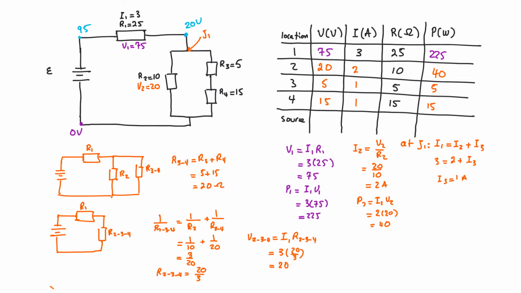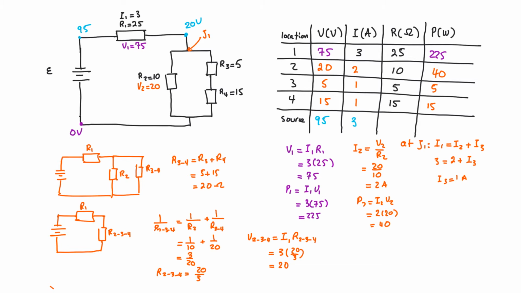This is fantastic since I know that there's 0 potential here and 95 here, so the total potential here needs to equal 95. And for the current, I know that the current isn't going to change from here to here because it's the same wire all across here. So current here is 3, that means my battery also has a current of 3.